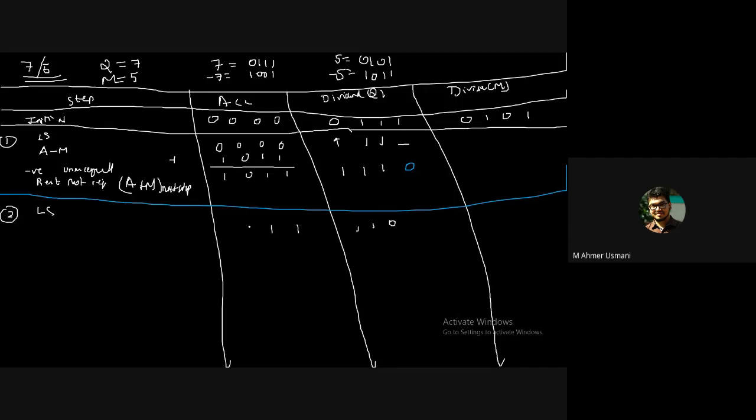So this one, then 0. Yeah, that's it. After doing this, what you need to do? A minus M. Perform A minus M. Sorry. Perform A minus M. Perform what? A plus M, right?